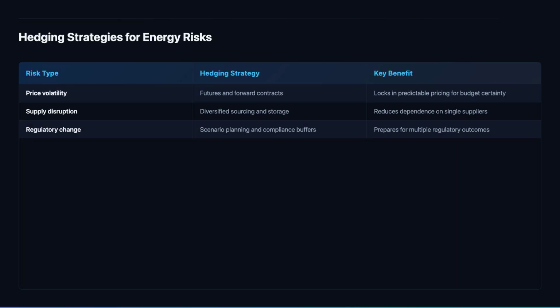Scenario planning enables us to model different regulatory futures and build flexibility into our compliance strategies. A diversified energy portfolio helps us manage the gradual shift from fossil fuels to renewables without excessive exposure. A structured risk assessment framework ensures we identify, evaluate, and respond to energy risks systematically.